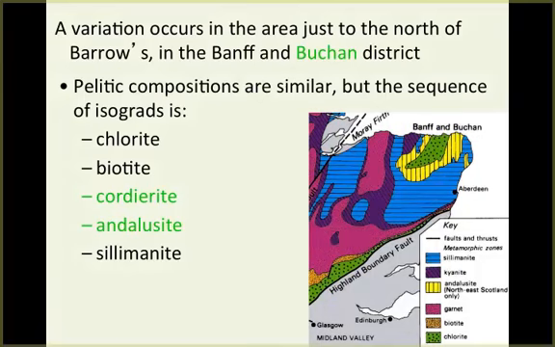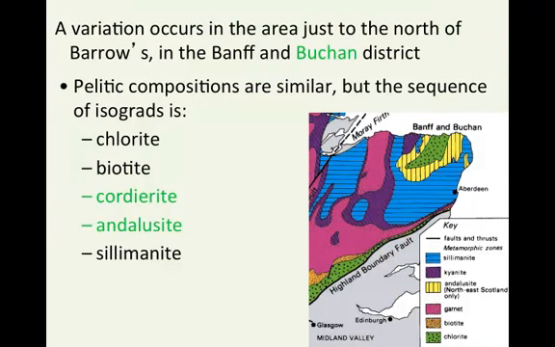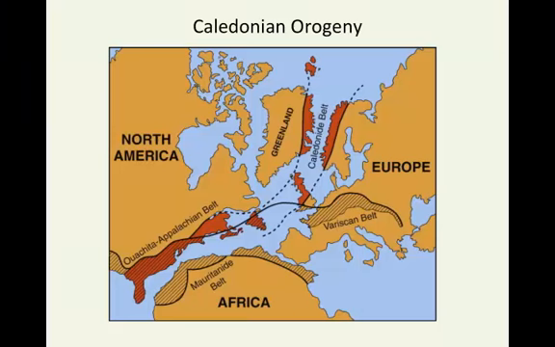And the Buchan area is up here, with the yellow in the andalusite there. So instead of kyanite, you find andalusite in the Buchan zones. And it simply reflects that this area of the Scottish Highlands was never at the same high pressures as Barrow's area down here in the south. So there's a wide range of pressures and temperatures reflected in regionally metamorphosed rocks.